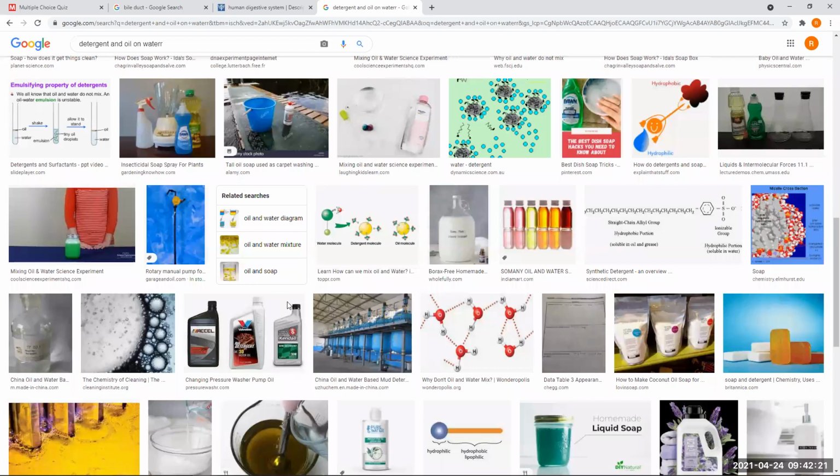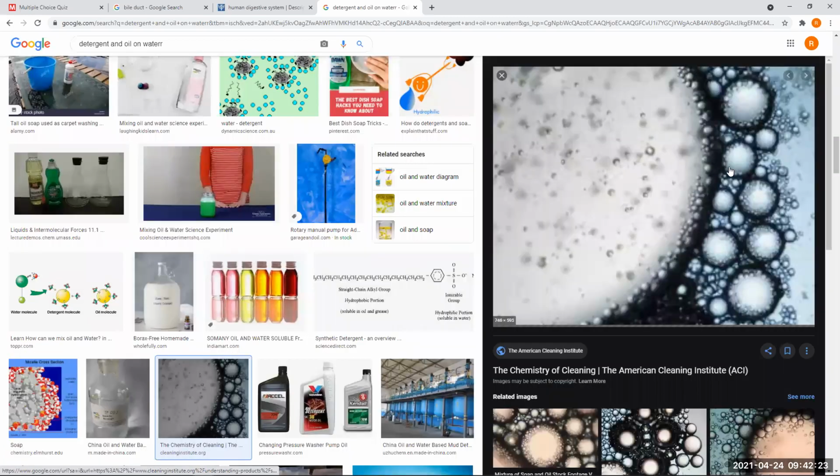Actually, what happens is this. It breaks up into these little circles, smaller forms. And this is actually what emulsification is. So if you have a whole blob, you break it up into smaller parts, and that is what emulsify means. In essence, emulsifying just means you're breaking up a big blob into smaller blobs. And that's what detergent does.